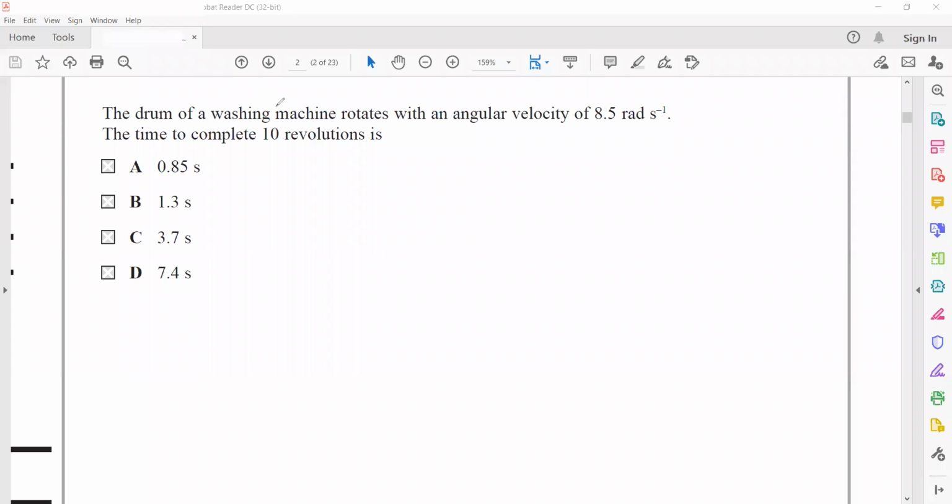A drum of a washing machine rotates with an angular velocity. So omega is given to us, that is 8.5 radian per second. The time to complete 10 revolutions. So we have omega is equal to theta divided by t. So we need t. So it will be theta, the angular displacement, divided by angular velocity. So angular velocity is already with us, that is 8.5. But what about angular displacement? That's given in revolutions. So we have to convert into radians.